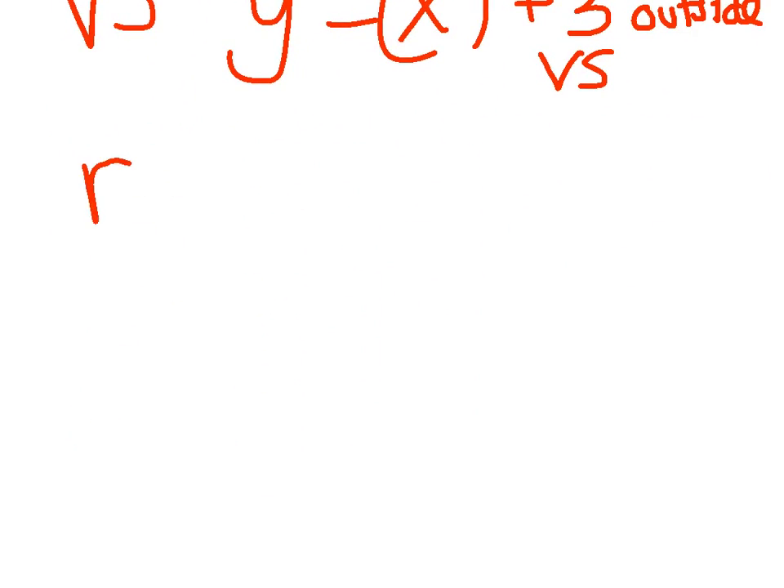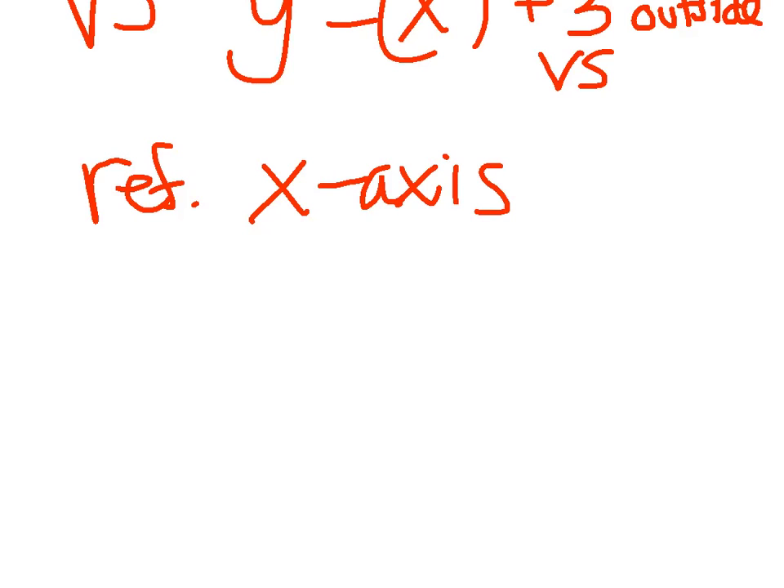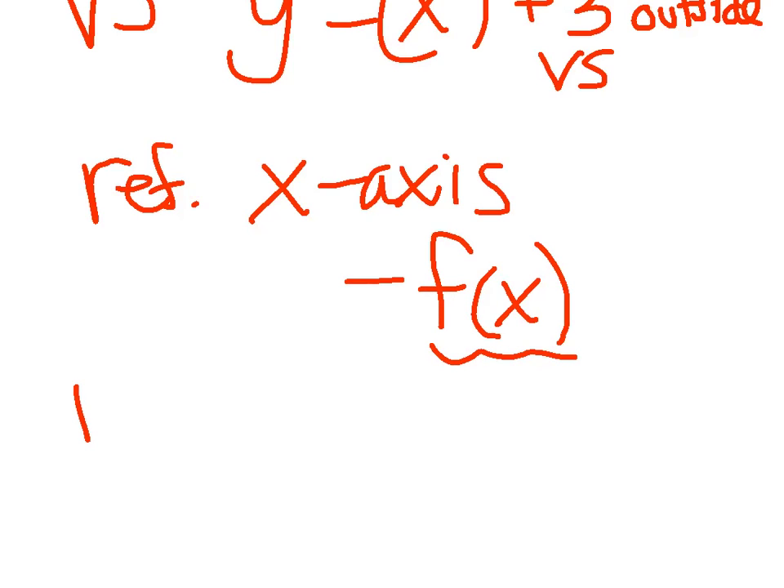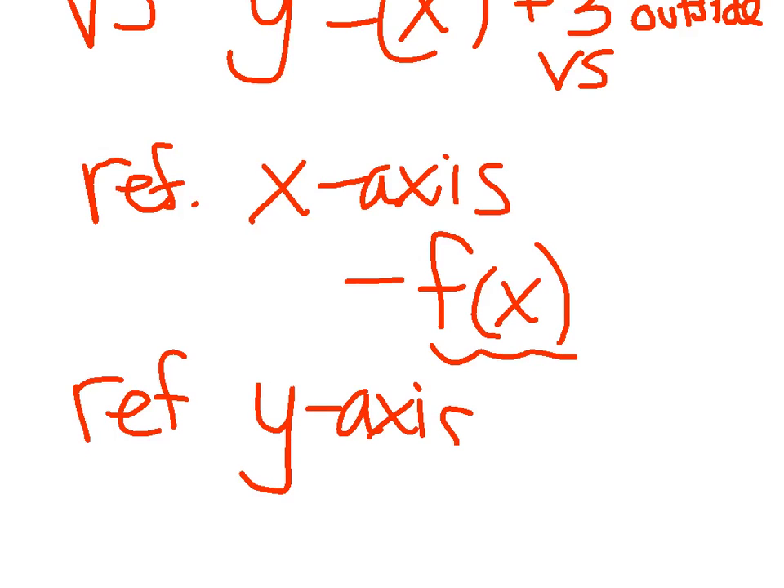Lastly, if you reflect over the x-axis, you're going to make the y negative. Okay, and remember f of x is fancy for y. And if you reflect over the y-axis, you're going to make the x negative. And there you have it. You've got our 4 transformation rules.